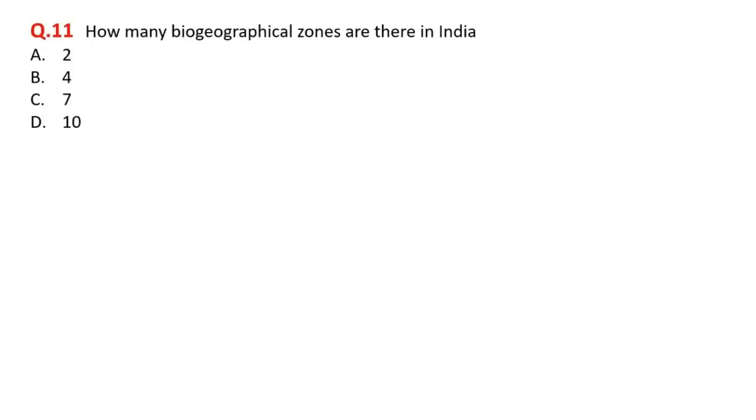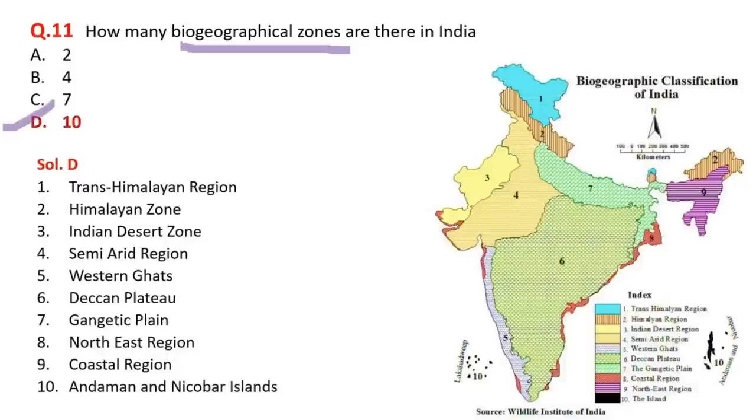So let's read the next question. How many biogeographical zones are there in India? Our country is divided into different biogeographical zones. So what are they? See, if you have studied this subject, then you can answer these questions very easily. But if you haven't studied, I feel you will find all the questions very new and very different. So 2, 4, 7, 10. The correct option is 10, that is, there are 10 different biogeographical zones. Our country's zones are classified based on the type of flora and fauna. It even includes similar climatic conditions.